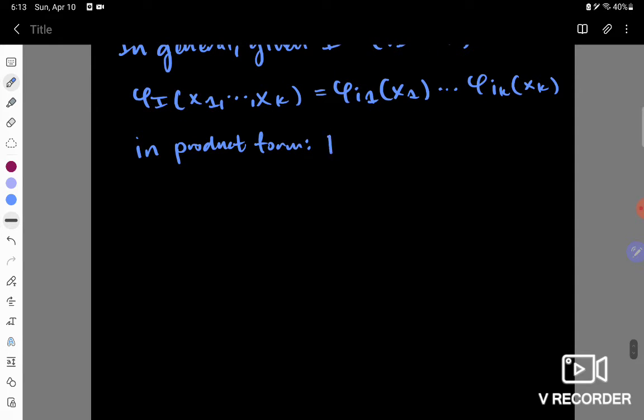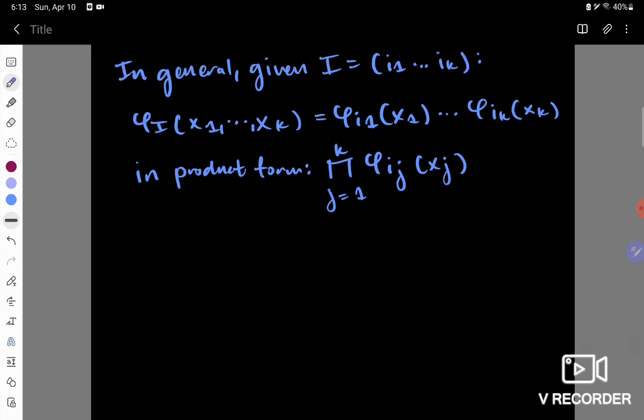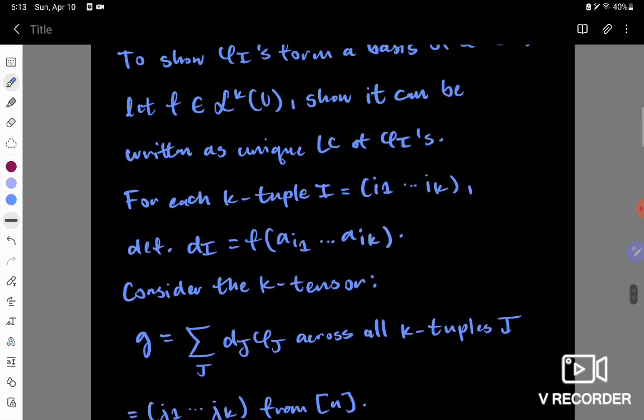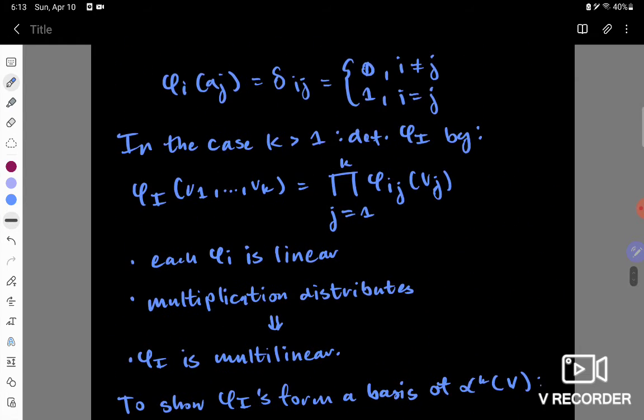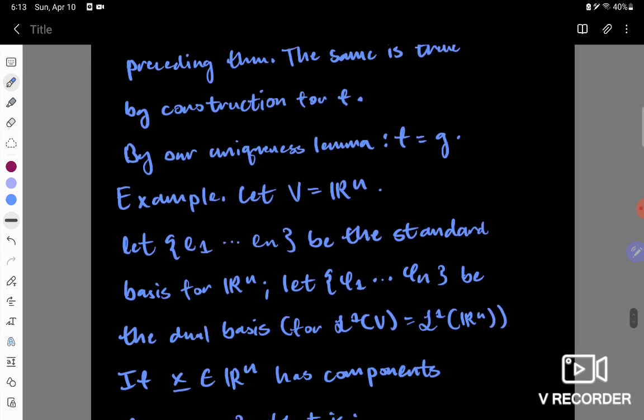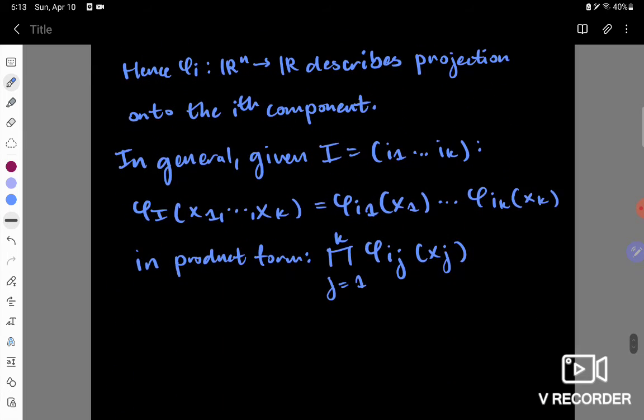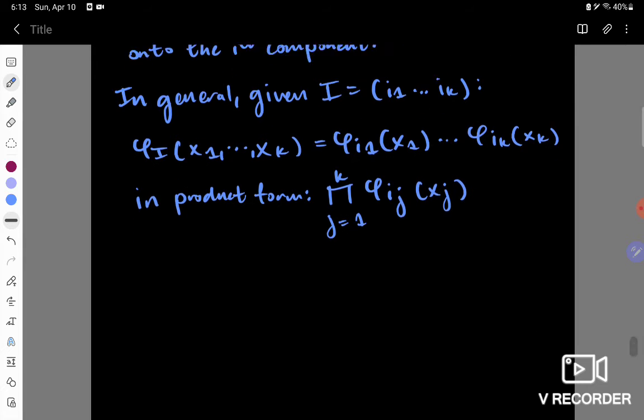So this is going to be equal to, as we saw in the last video, the product for j equals 1 till k of phi_{i_j}(x_j), the jth component. So this is exactly analogous to what we had over here, except now we're taking an arbitrary vector space V, but for V equals R^n, we're just denoting vectors by x and splitting it up into its constituent parts, so x_j. Okay.